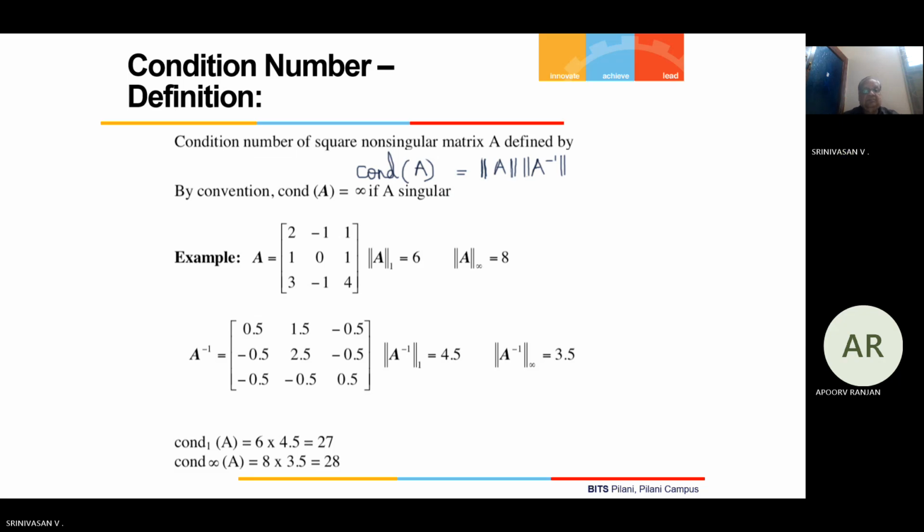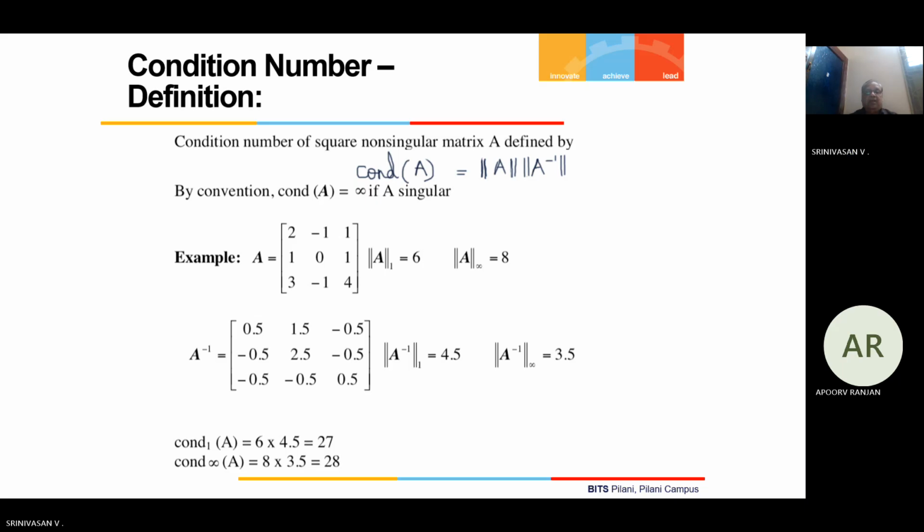Condition number definition. The condition number of a square non-singular matrix means the determinant of A is not equal to 0. A matrix is said to be non-singular if its determinant is non-zero. The condition number of a square non-singular matrix A is defined by COND, that is, condition of A equals norm A into norm A inverse.